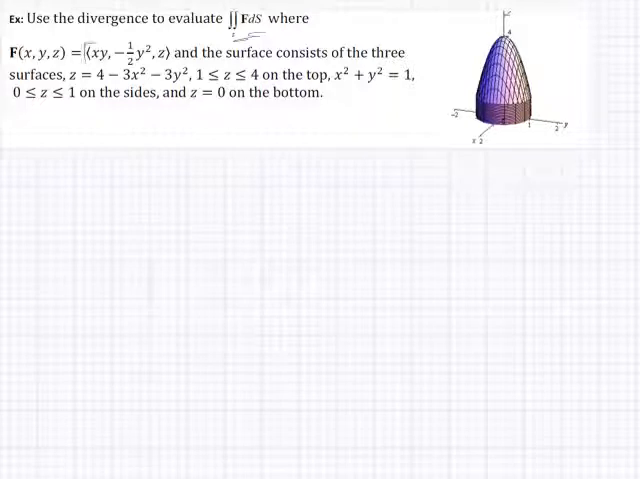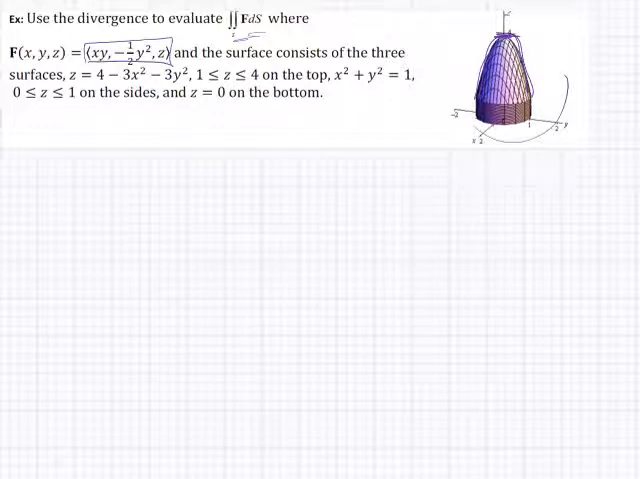Here's the vector field in question, and the surface consists of 3 different surfaces all put together, making up this picture. So we have 4 minus 3x squared minus 3y squared. That's this surface there. Z is between 0 and 4, or for 4 and 1, so there's 4, there's 1, so we have that much of the surface.